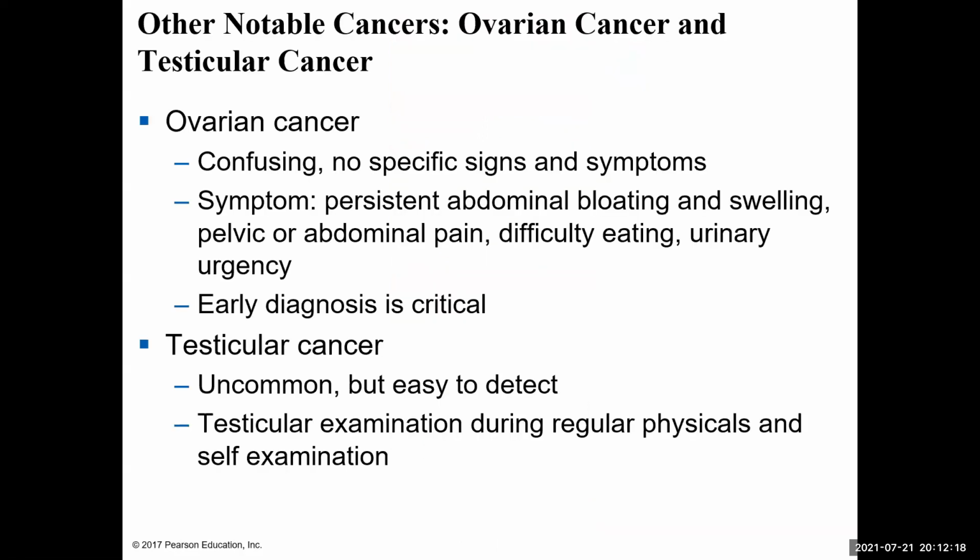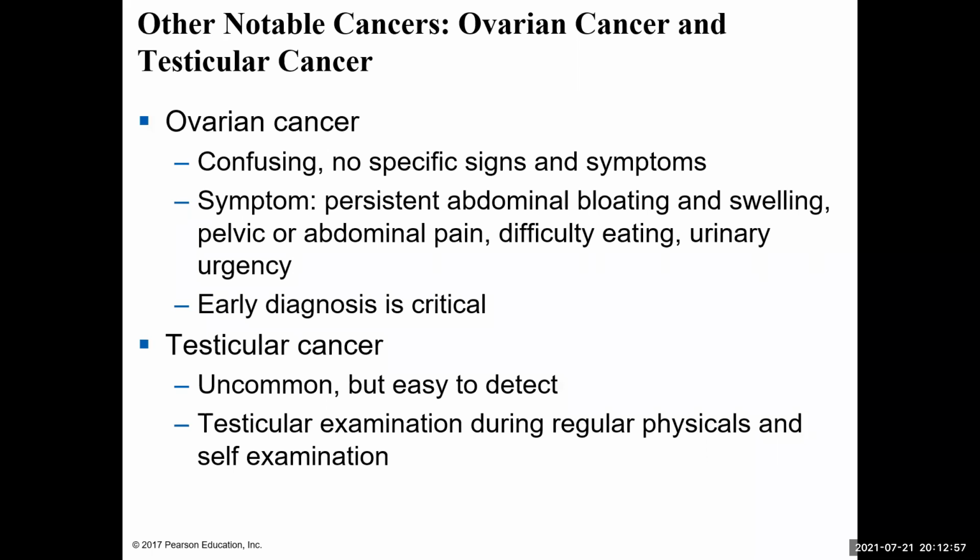And so for males and females, you could have cancers of the reproductive system, so ovarian cancer and testicular cancer. Ovarian cancer is pretty difficult because there are generally no signs and symptoms, because usually the symptoms associated with ovarian cancer are things that you would associate with other stuff, like abdominal bloating and swelling. You'd be like, well, maybe I have gas, or abdominal pain. Maybe I have an upset stomach, or maybe it is gas. Difficulty eating or urinary urgency. You could think of other things that could lead to that.